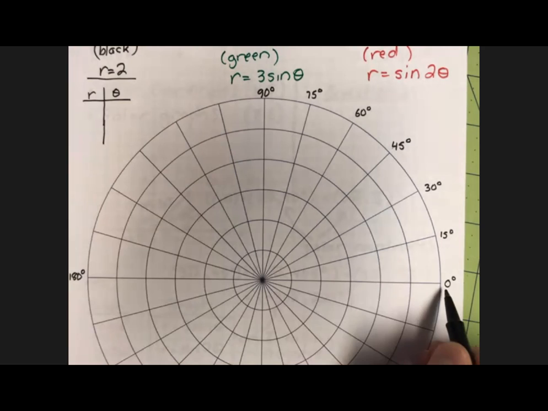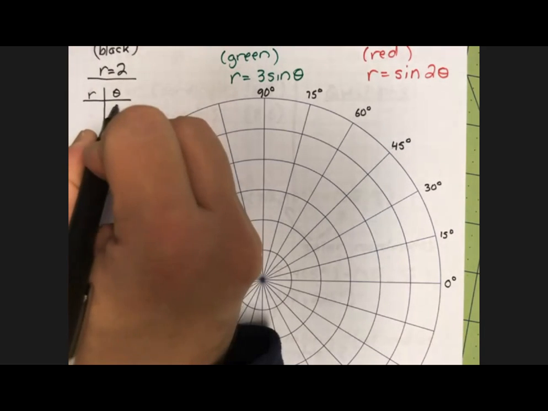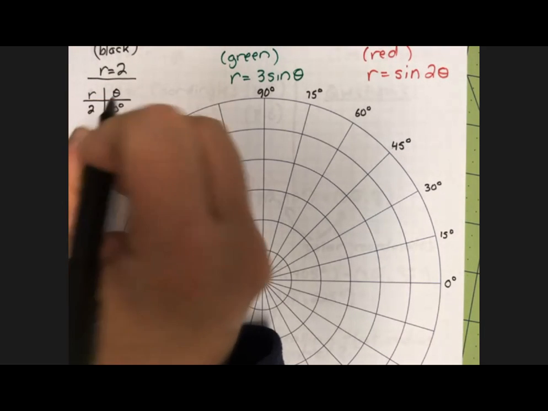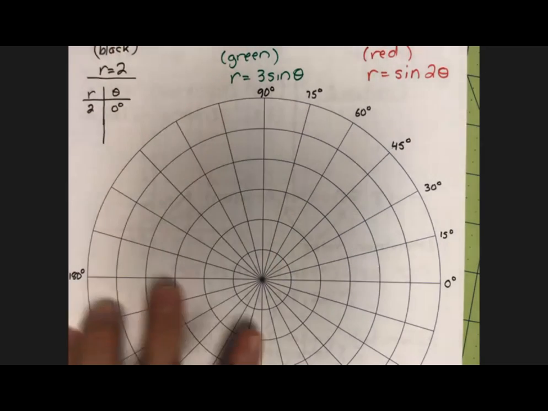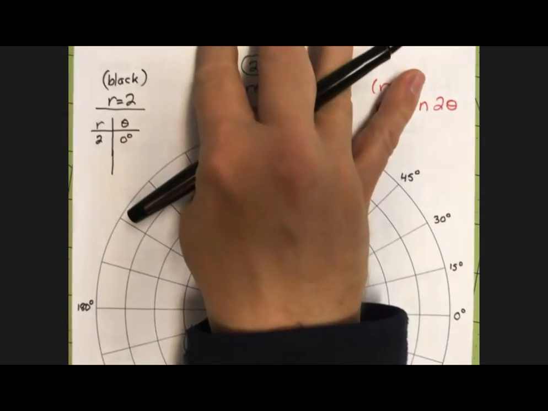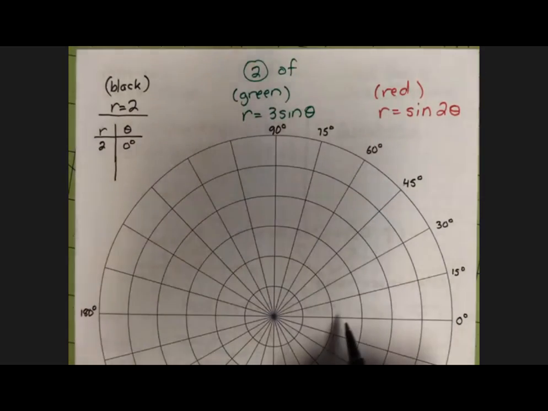And I could start with theta equals 0 degrees and r equals 2. In fact, that's the instructions. The only instructions in this equation are make r 2. Well, I'll put a dot.